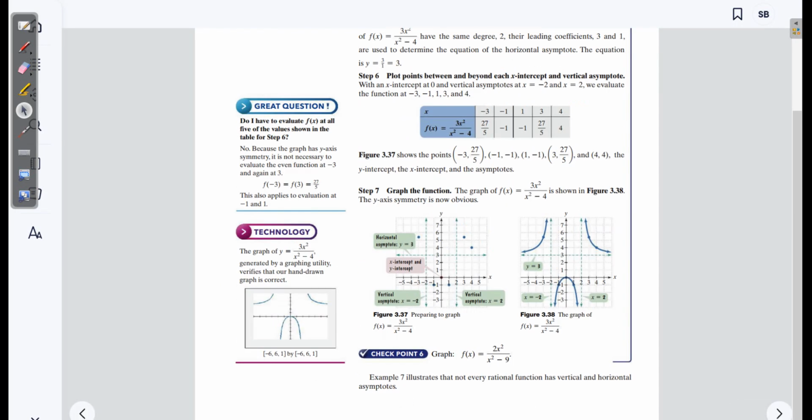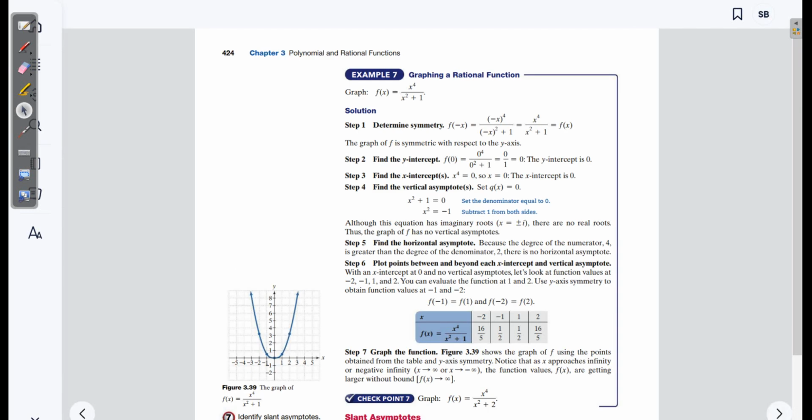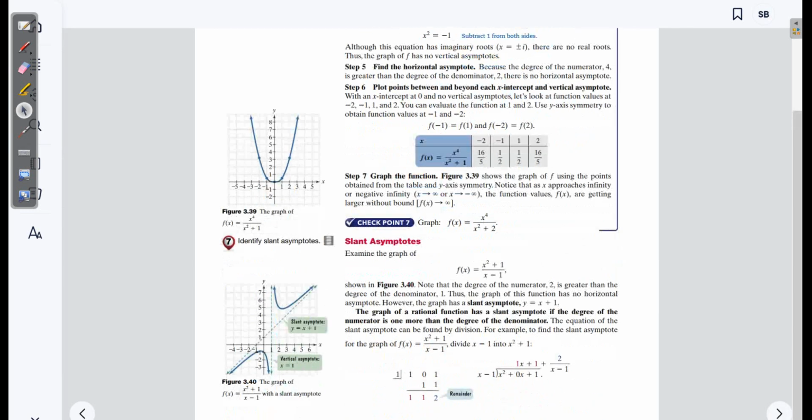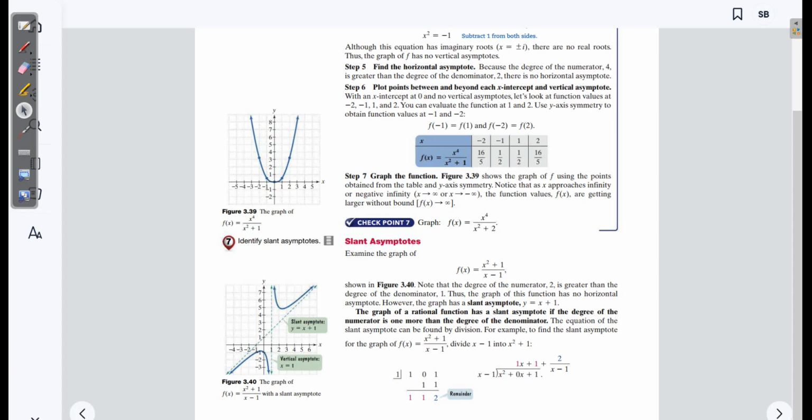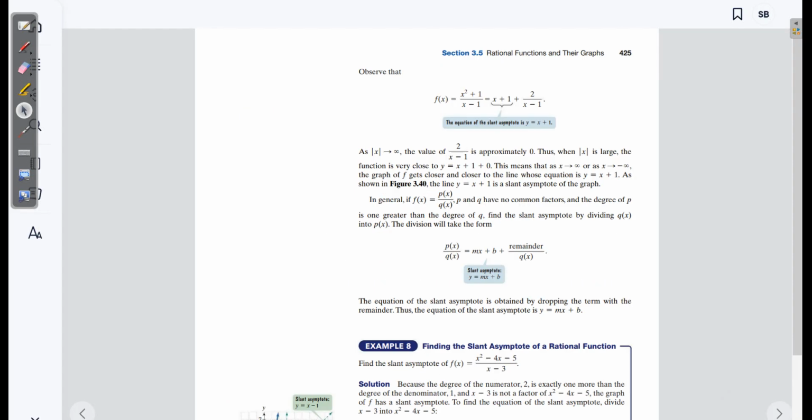Okay. Next up, we're going to talk about slant asymptotes. Is it asymptote or asymptote? I don't know, however you say it. I guess one is a lot less wordy than the other. Sorry, don't tell anybody else we're having this conversation, please.